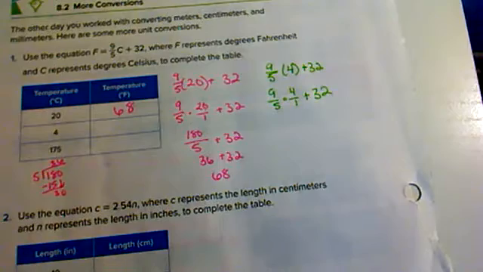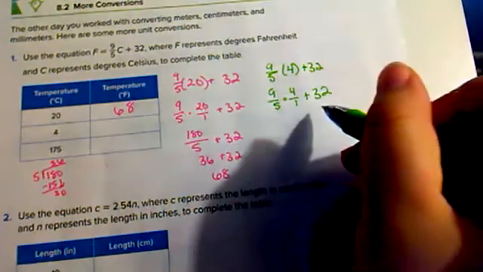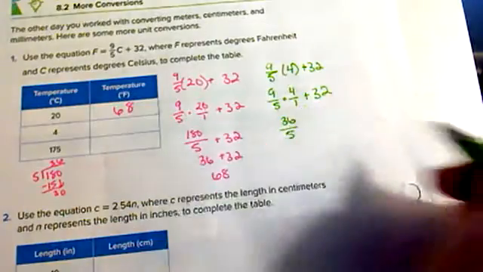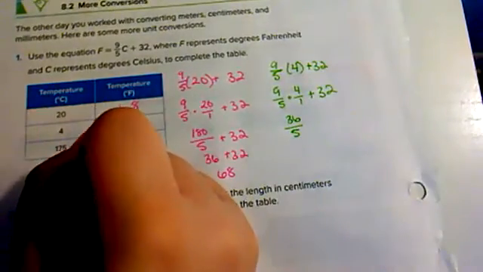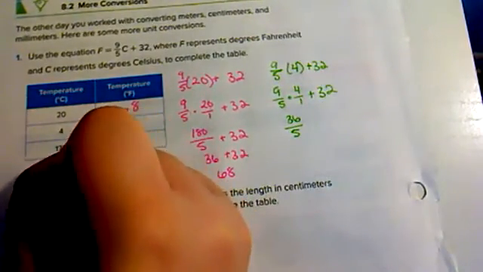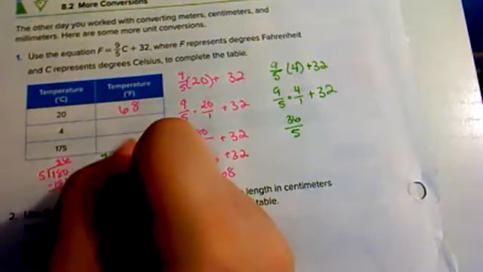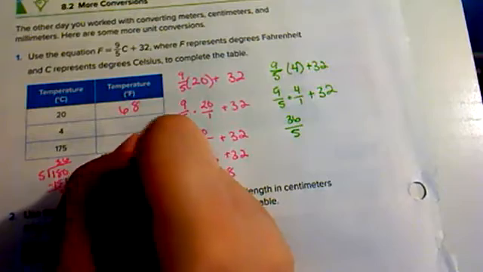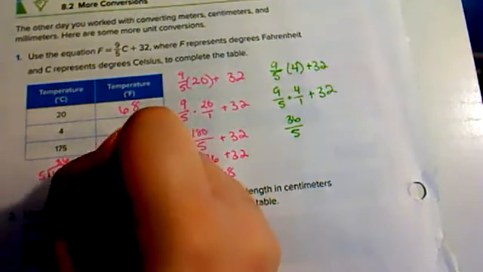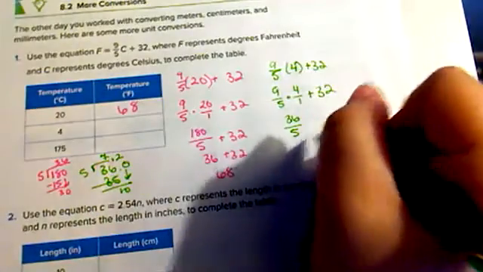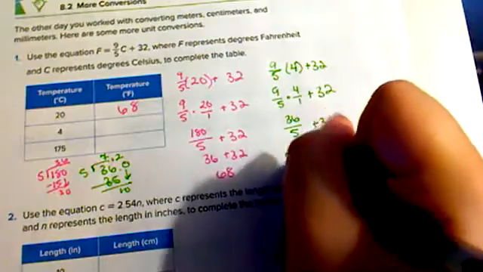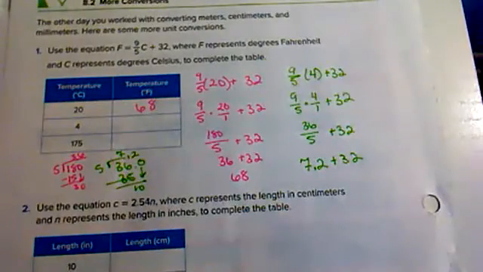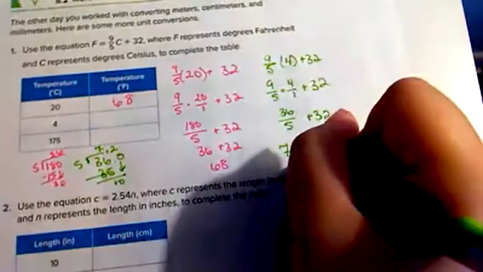All right, welcome back, and let's check and see how you did. So 9 times 4 is going to give us 36. We're going to have 36 over 5, and we can simplify that again. 5 goes into 36 7 times with 1 left over. So then 5 goes into 10 twice. We have 7.2. So 7.2 plus 32, and that is going to give us 39.2.